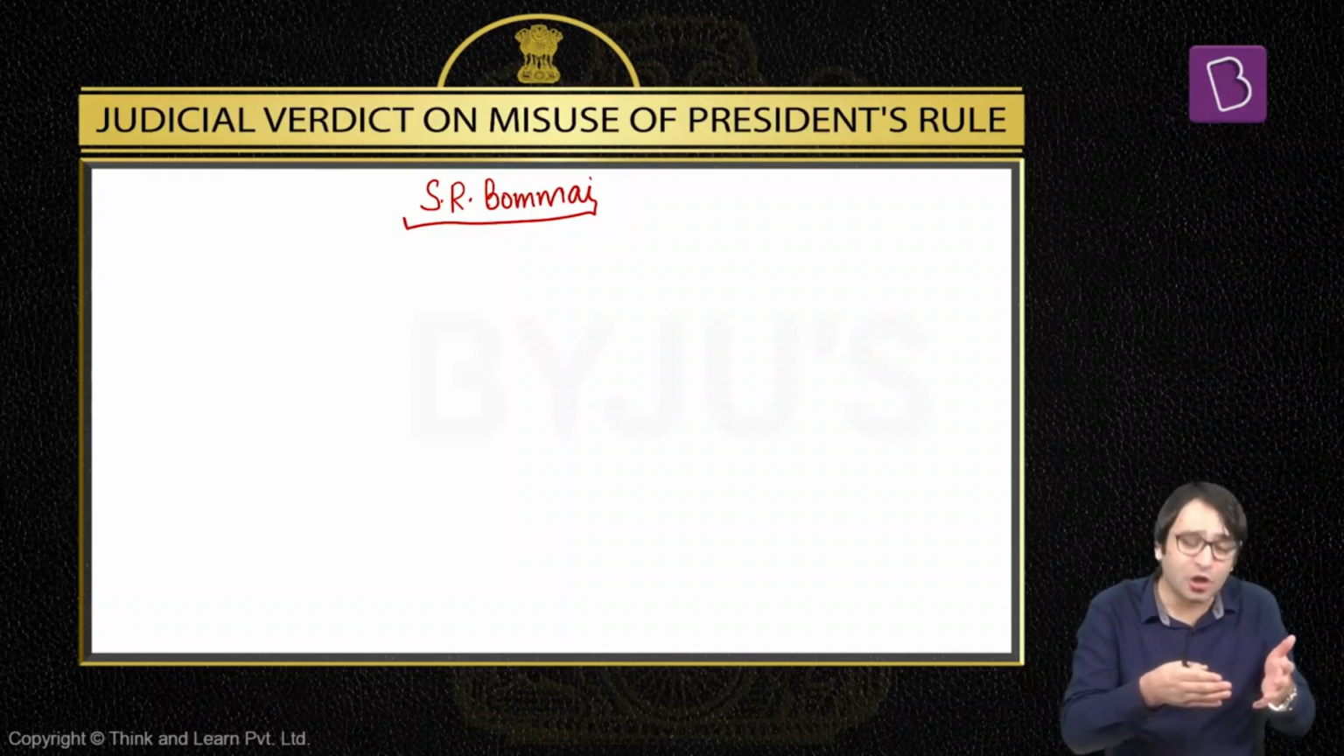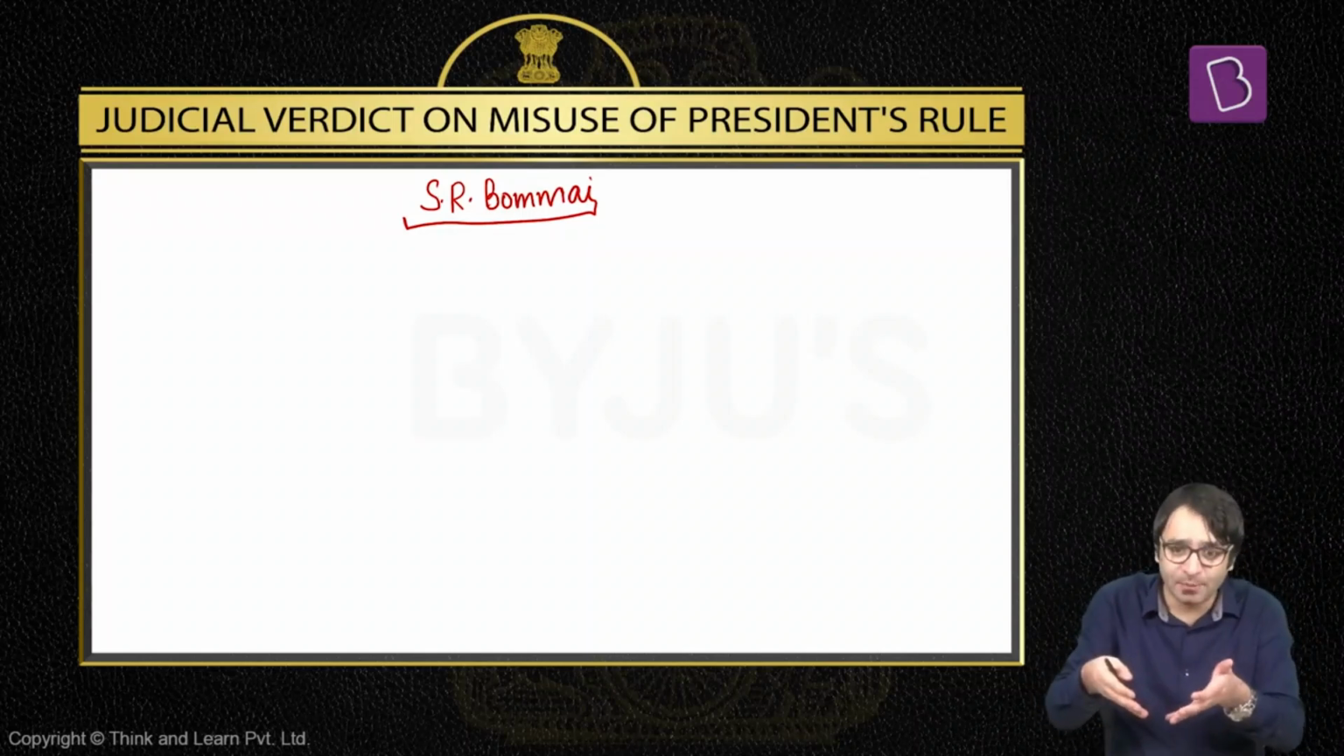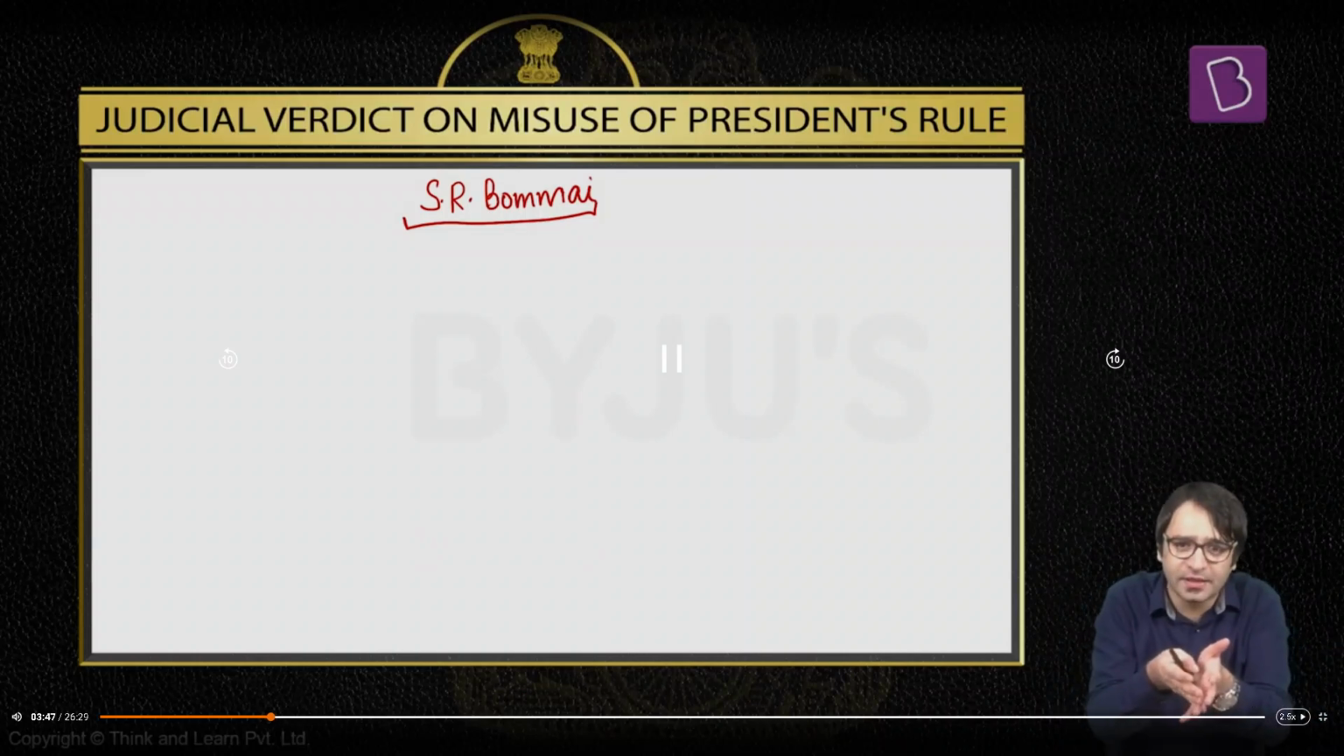But what is this breakdown of constitutional machinery? The Constitution says there shall be a chief minister and council of ministers in a state. If there is no chief minister, because the chief minister has lost the confidence of the legislative assembly, that means there is breakdown of constitutional machinery. That means impose president's rule in Karnataka.